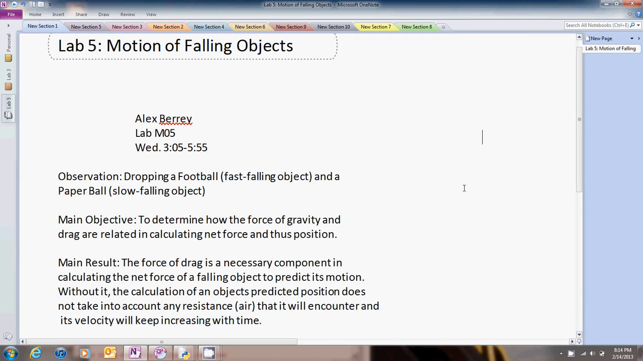The objective of this lab was to determine how the force of gravity and drag are related in calculating net force and thus position. The main result I found in my lab was that the force of drag is a necessary component in calculating the net force of a falling object to predict its motion. Without drag, the calculation of an object's predicted position does not take into account any air resistance that it will encounter, and its velocity will keep increasing with time.